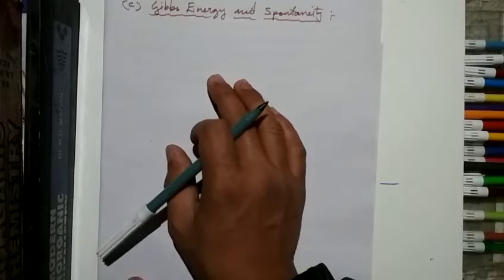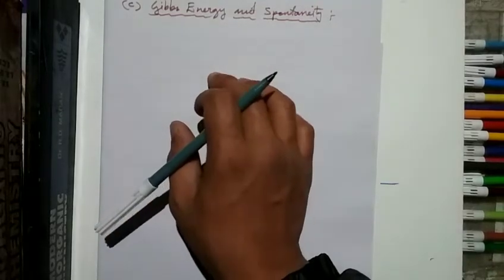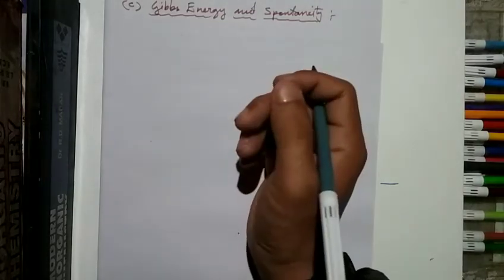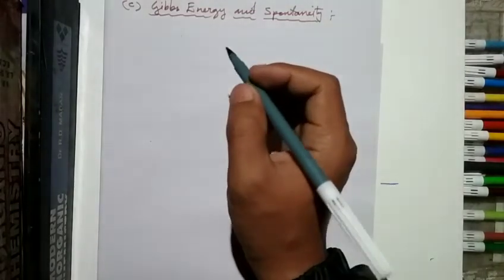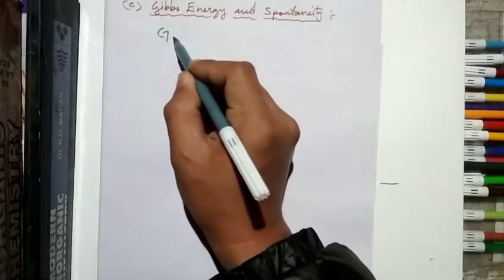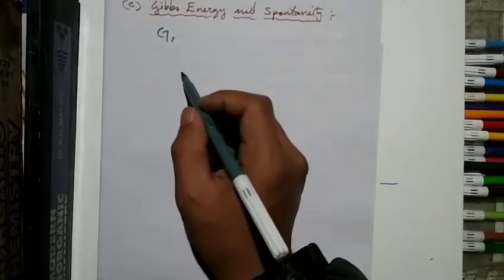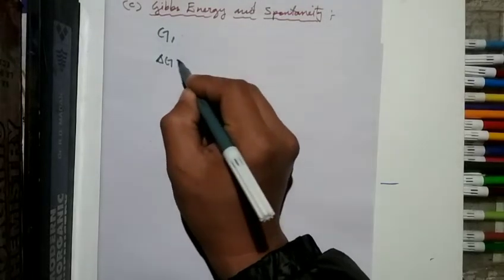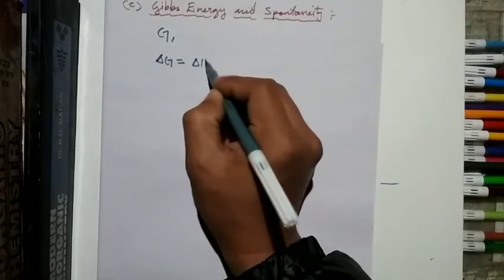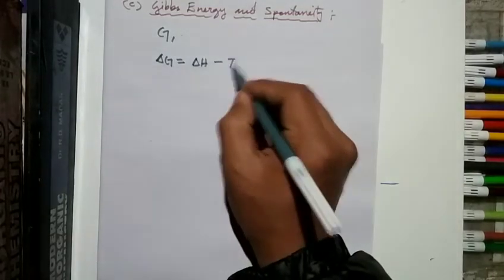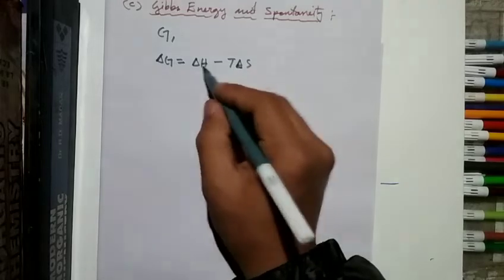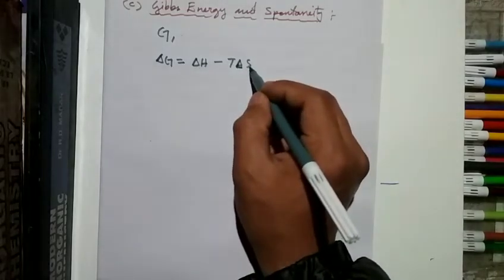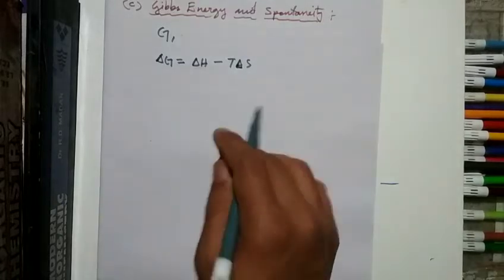So what is this Gibbs energy? Gibbs energy is a thermodynamic function, denoted by G. It is given as delta G equals delta H minus T delta S. This is enthalpy, this is temperature, and this delta S means entropy, we all know that.